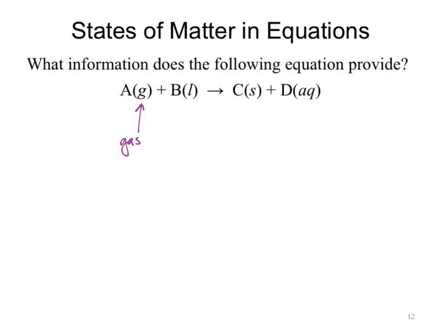What was the next one you told me? Liquid. How do you know it's a liquid? L beside it. There's a B, and then the C is a solid. So that brings me to a question though. And then the D is aqueous, which is liquid. Be careful with that. AQ absolutely means aqueous. Yes. Oh man, I can't abbreviate.